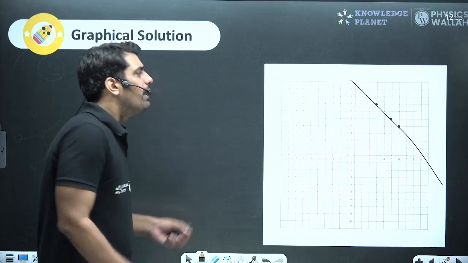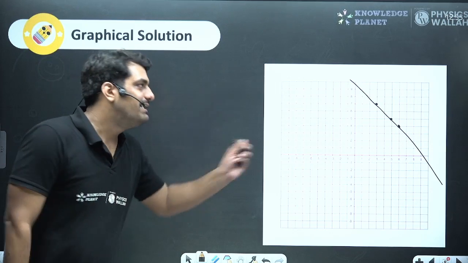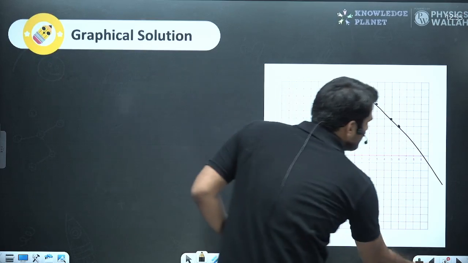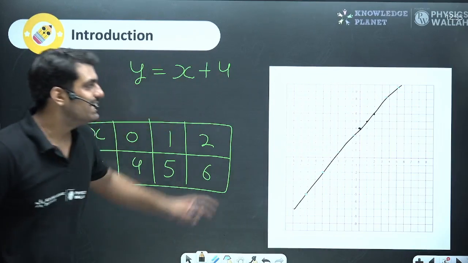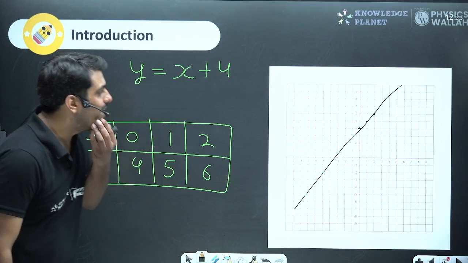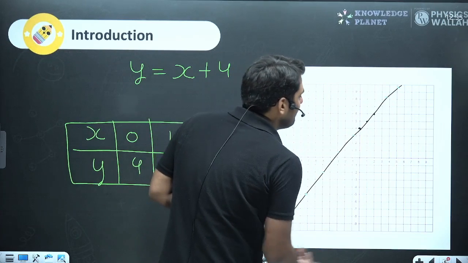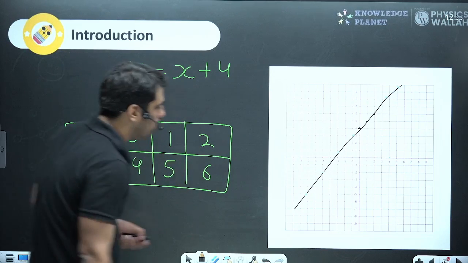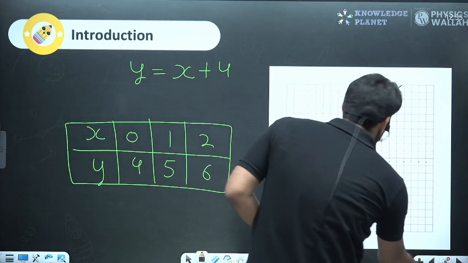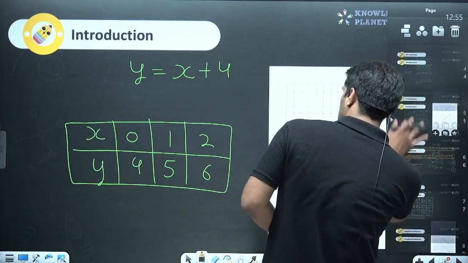Now, I can merge the two graphs, this graph and the previous graph which I have plotted. I have plotted this one, and this graph also I have plotted. Over here, I need to see the intersection. If I see the plotting of the first graph, 0, 4, 1, 5 and 2, 6. I am going to plot 0, 4 to 1, 5.